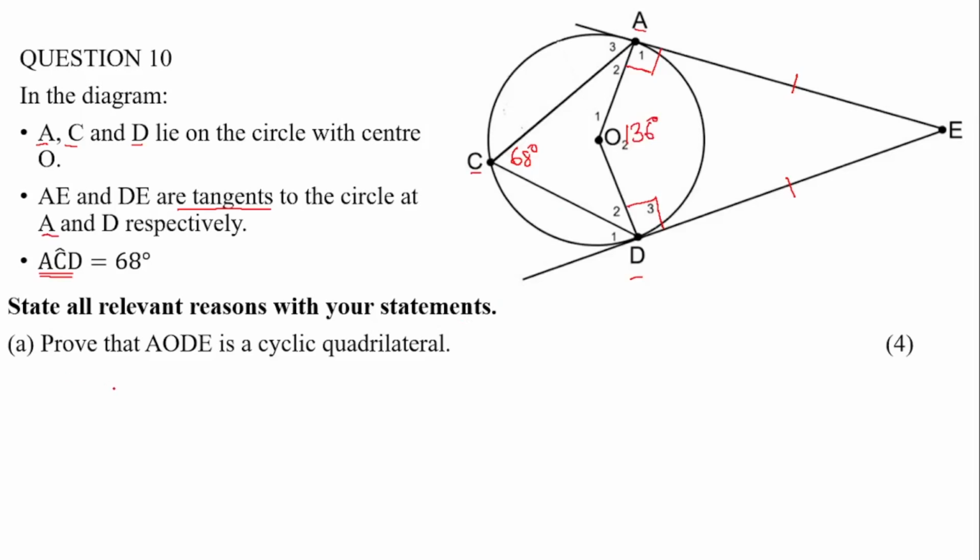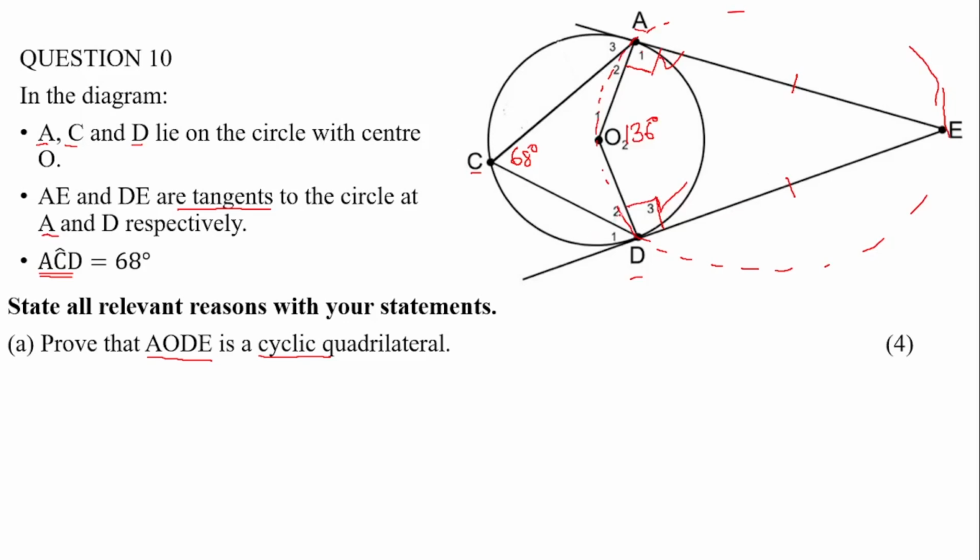Okay, let's look at the question. The first one, prove that AODE is a cyclic quad. AODE, let's try to see if this is a cyclic quad. How do we prove that a quadrilateral is a cyclic quad? One, you have to check if there are any interior opposite angles that add up to 180 degrees, which are supplementary. And we have here this and this. 90 plus 90, that's 180. So this is a cyclic quad, right?